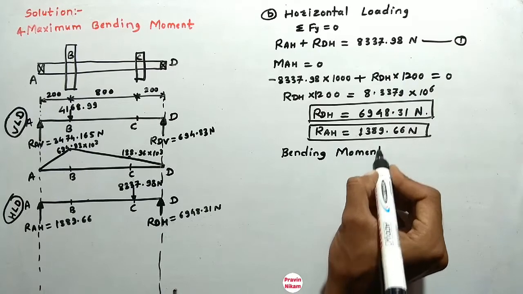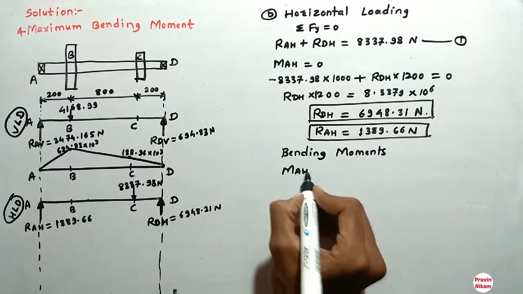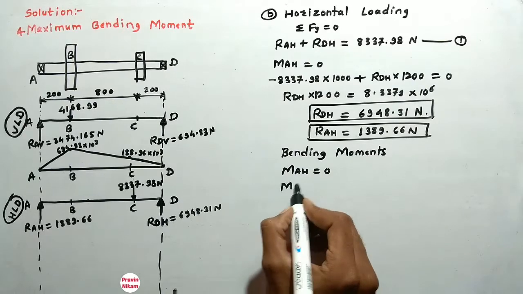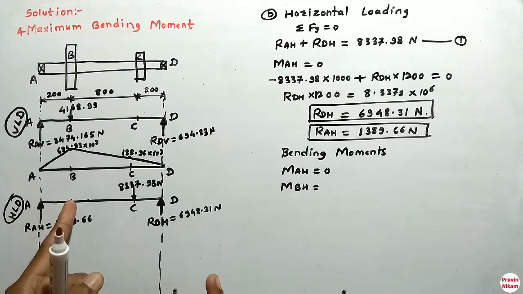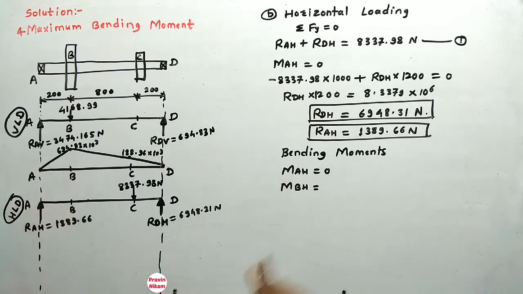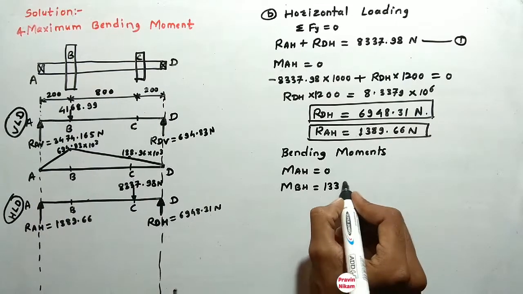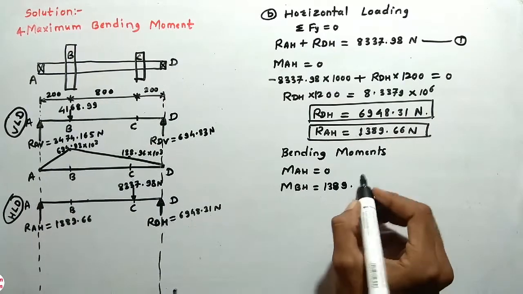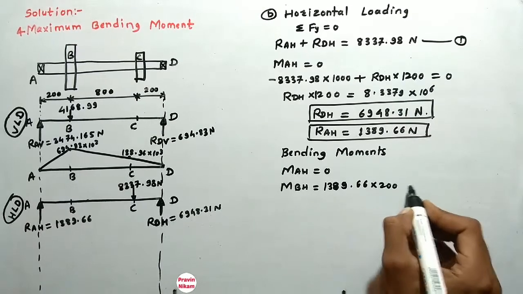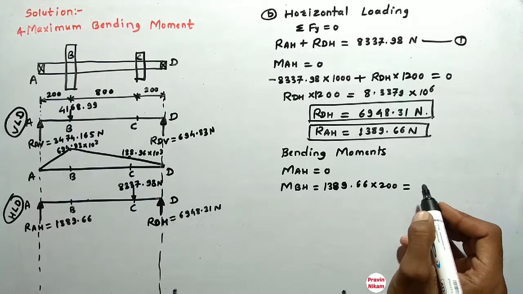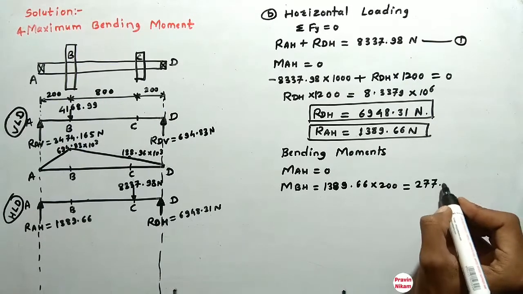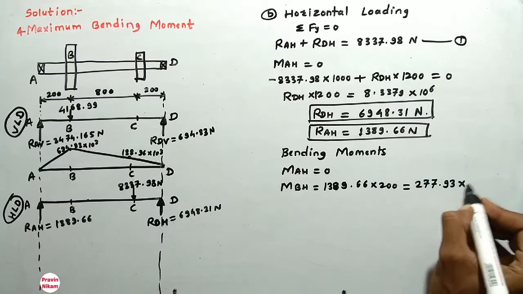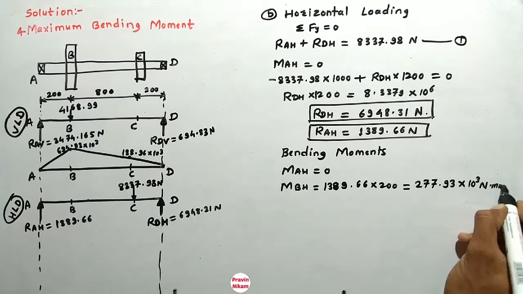Now find out bending moments at each point. So the MAH is equal to 0. Now MBH, take a moment at point B. So at point B, RAH into distance 200. So 1389.66 into distance 200. So this value becomes 277.93 into 10 raised to 3 Newton mm.